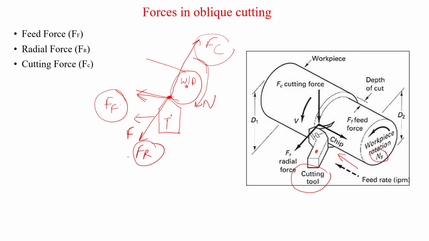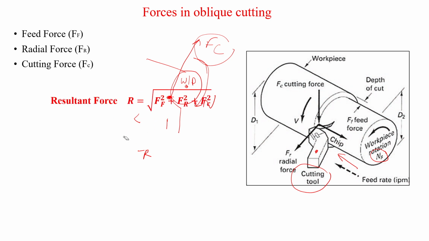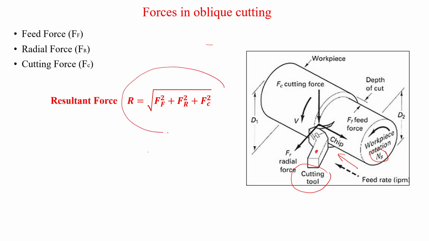Now to find the net force, we need to find the total force, which is called the resultant force, and which is equal to the square root of FF square plus FR square plus FC square, because these are three mutually perpendicular forces. If we need to find the vector sum or the resultant force, we need to take the square root of the sum of the squares: feed force squared plus radial force squared plus cutting force squared. So this is the resultant force.